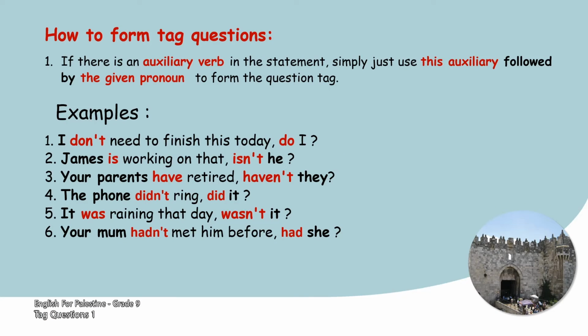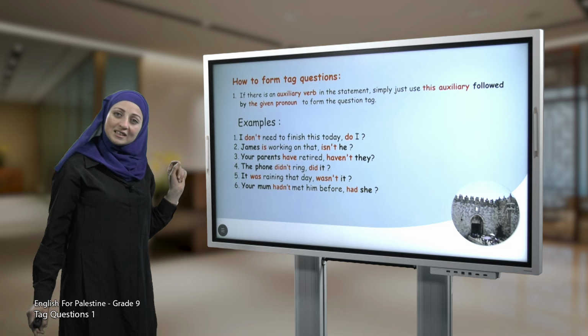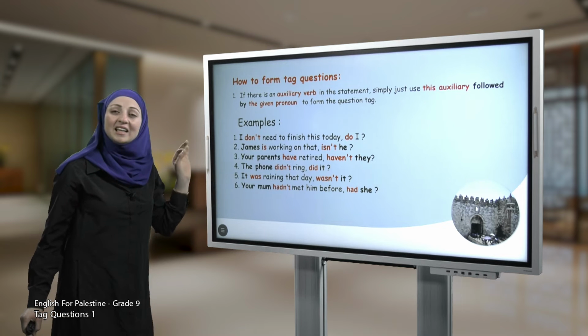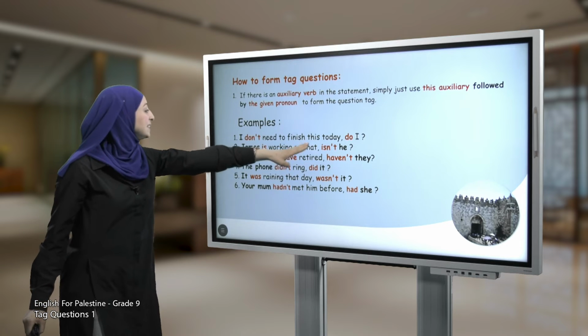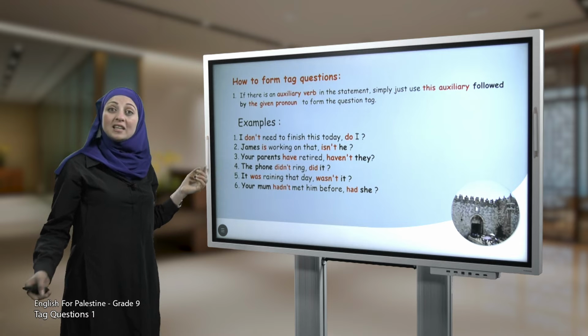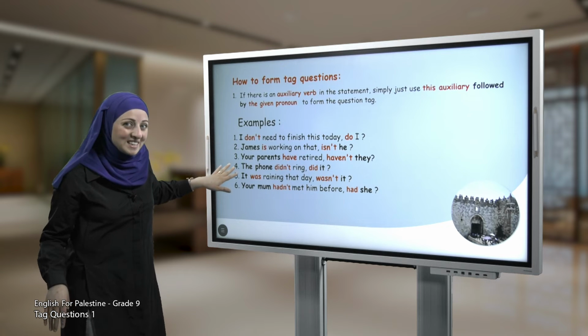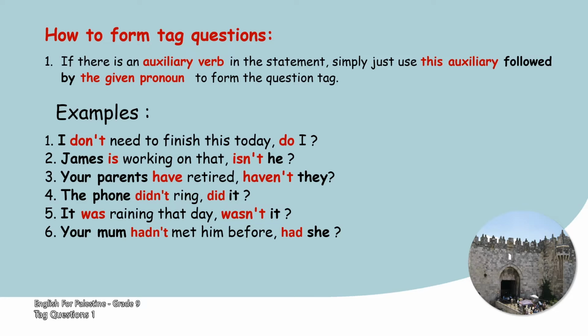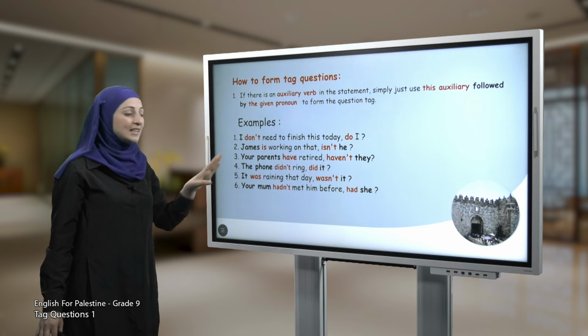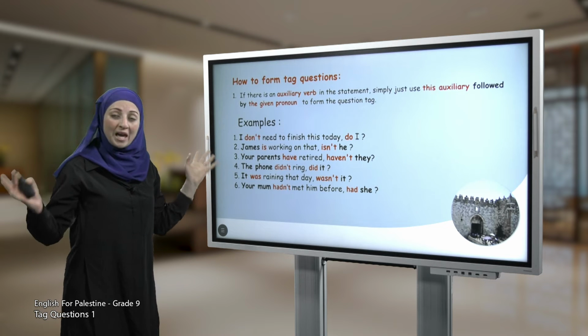Number 2, James is working on that. Where's the auxiliary? It's is. Is it positive or negative? Yes, it is positive. So, the tag question will be, isn't he? Why did I use he? Since I'm talking about James here. Yes. Let's continue. Number 3, your parents have retired. Here, the auxiliary is positive, so the tag will be negative. Haven't they? I use they since I'm talking about your parents.